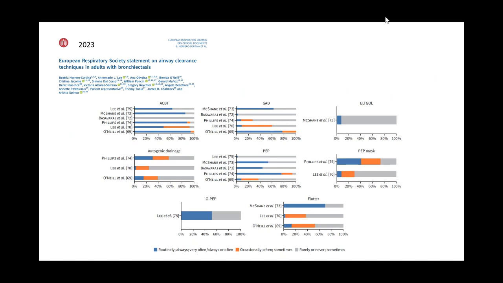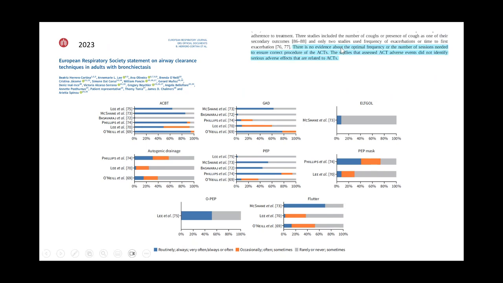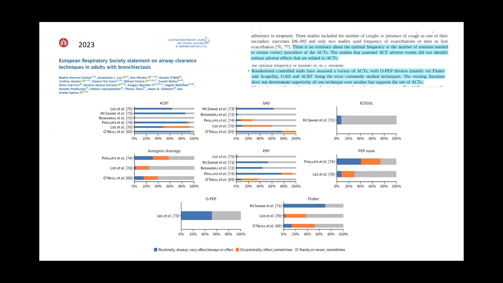But there is no evidence about the optimal frequency or number of sessions needed for airway clearance techniques. But when you look at the studies, there have been minimal adverse events with airway clearance techniques. And randomised control trials have assessed a variety of airway clearance techniques; oscillatory PEP, mainly flutter and acapella, gravity-assisted drainage and active cycle of breathing techniques are the most commonly used. But again, there's no demonstration of superiority of one technique over the other.